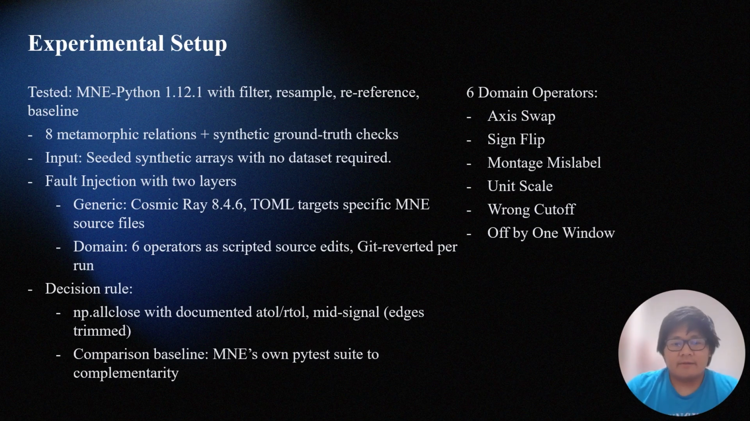And then there was an injection layer. The fault injection, or mutation testing, had 2 layers. One was generic, where you change small things in the code. This was done with Cosmic Ray, targeting specific source files. And then I had 6 operators that I made intentionally to mimic what is likely to happen when a programmer makes a mistake in the code, right? Where you could have a sign flipped the wrong way, have the wrong units, stuff like that.